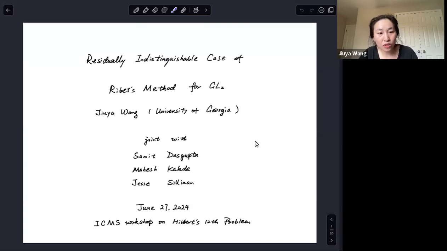And today I'm going to talk about the residually indistinguishable case of the Ribet method for GL2. This is following the talk of Schmidt in the morning, where he gives an introduction on the residually distinguishable case of GL2. And I want to say that I'm super honored to present this part of the recent progress for the Hilbert 12th problem, which is pioneered by Shomit and Mahesh.